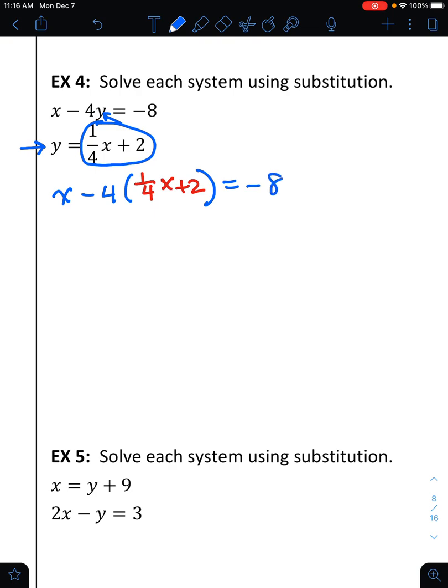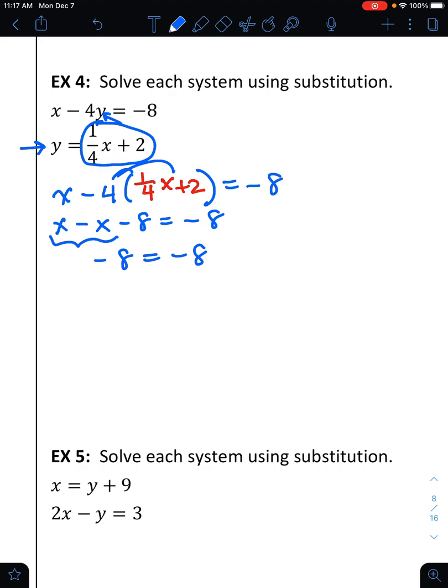Okay, now I'm going to distribute and solve for x. So I've got x, and then I'm going to distribute my -4 in there. -4 times 1/4 is -1, so minus 1x, or just x. -4 times 2 is -8. x minus x is 0. So I now have 0 minus 8, which is just -8, equals -8.